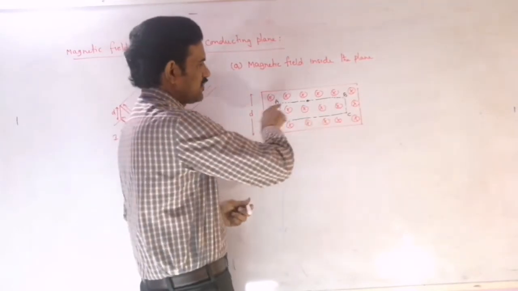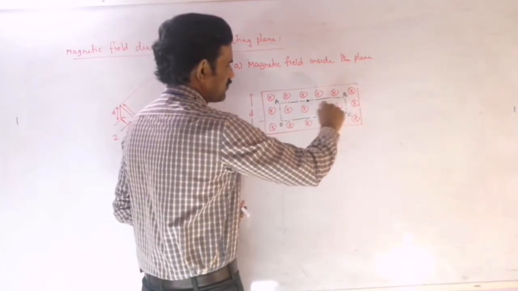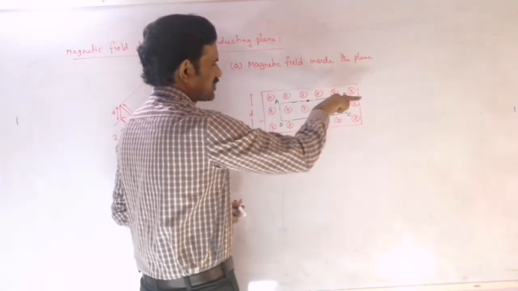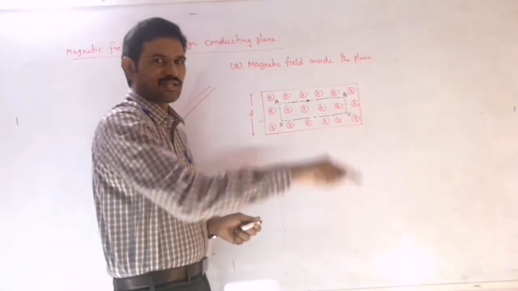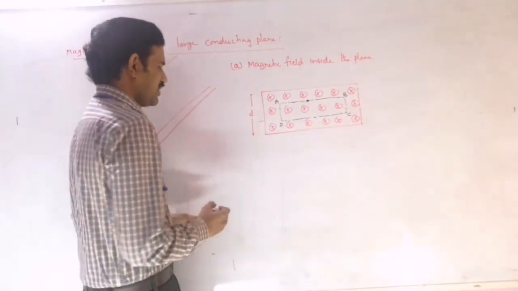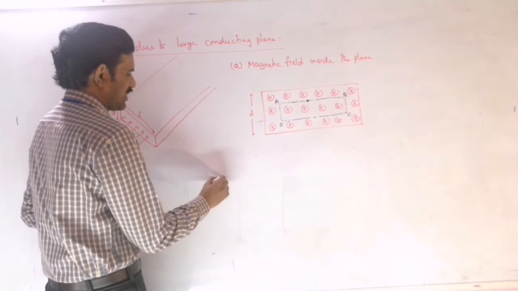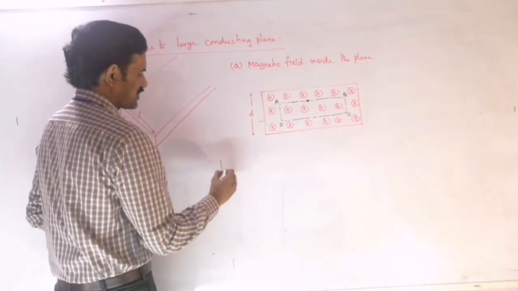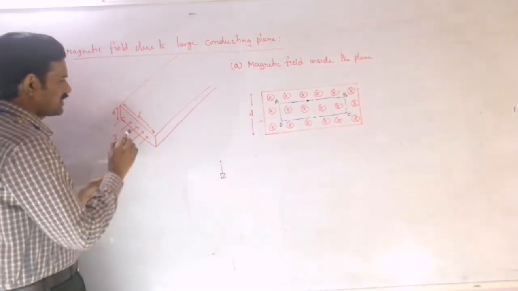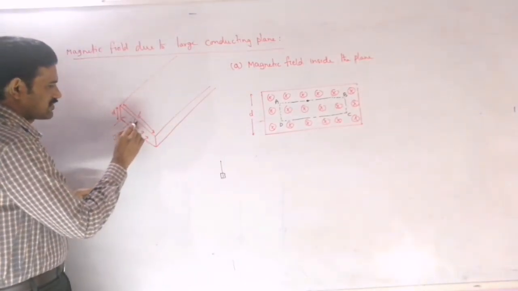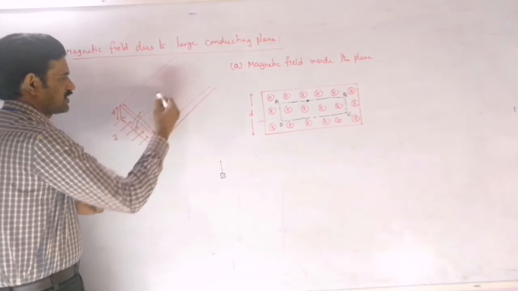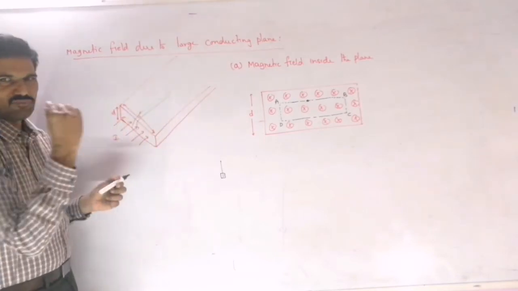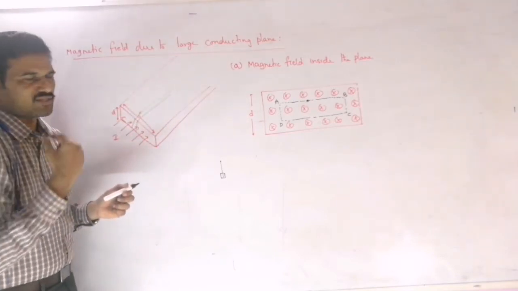So the magnetic field due to every element you may assume like this, and the net magnetic field direction will be parallel to AB. Because if you take a small element of this conductor just below this point, then you will get a long wire you can consider there.